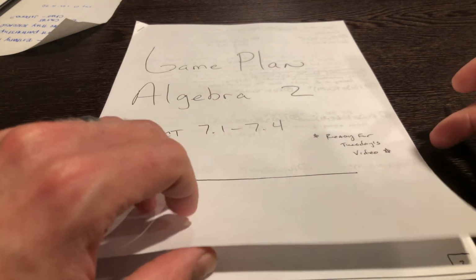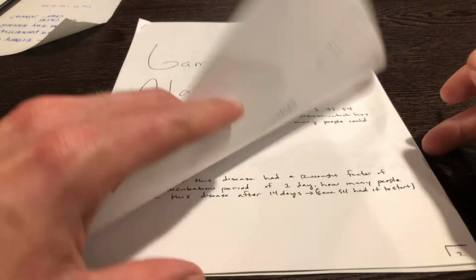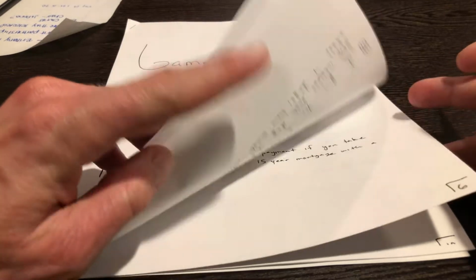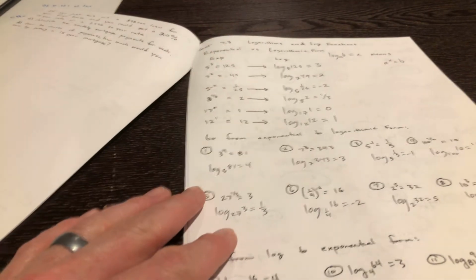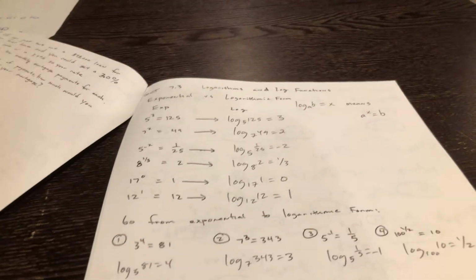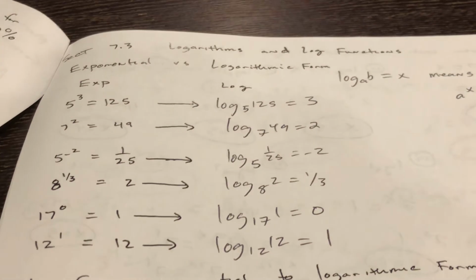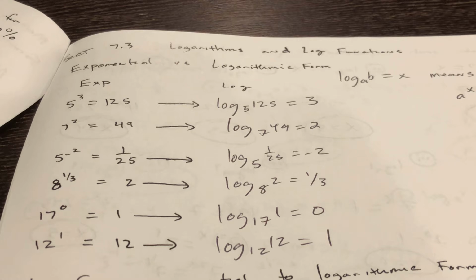So let's talk about Tuesday's video. In this game plan, we are going to go first to page 8. Page 8 is section 7.3. Section 7.3, let's zoom in here. All right, so we're going to go from exponential to log form.